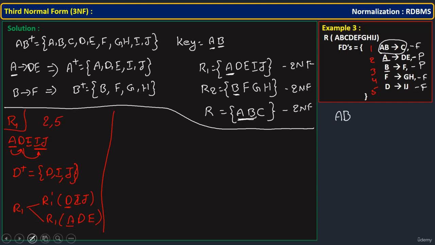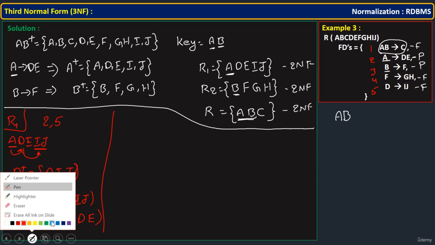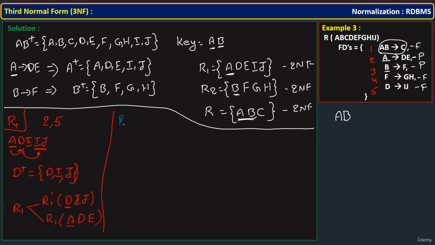Now let us take R2 also. So let us consider R2 now. R2 is covering which FDs? R2 is covering 3 and 4. And here also, if you observe, B derives F. So here the primary key is B. B derives F, and F derives non-key attributes. That means a transitive dependency is there, right? So consider the fourth FD, whose LHS part is F. So we have to find the F closure. F closure is F, and then it derives G, H.